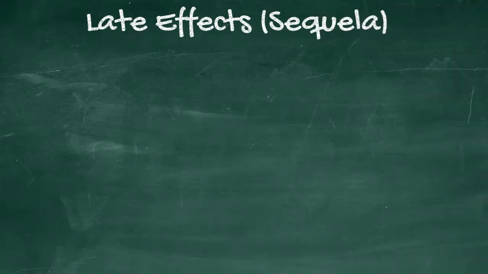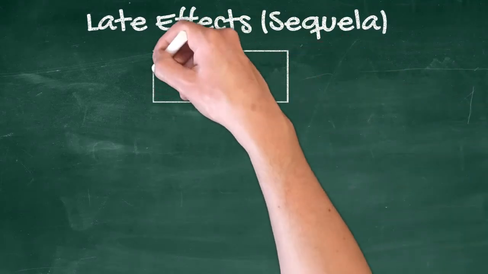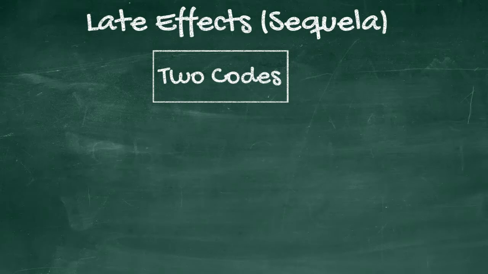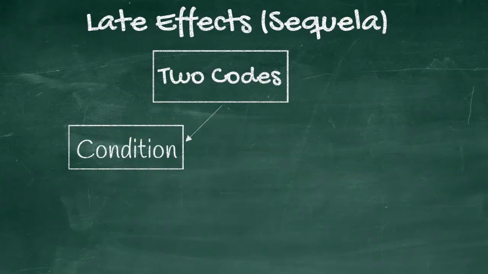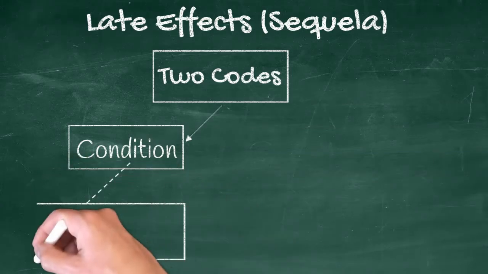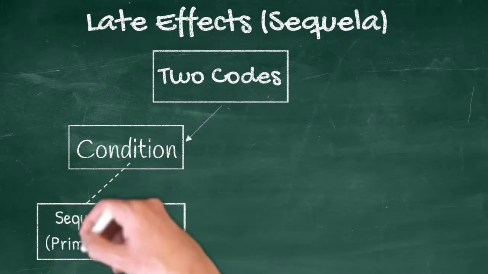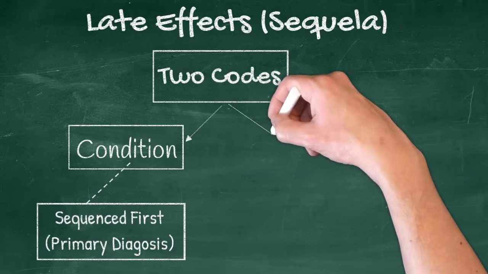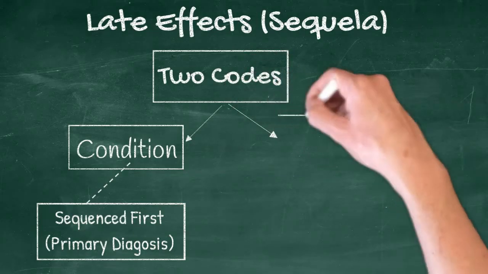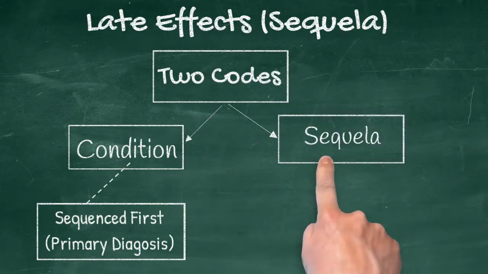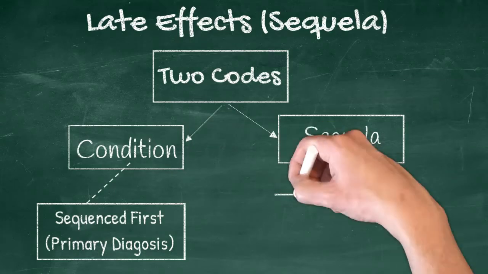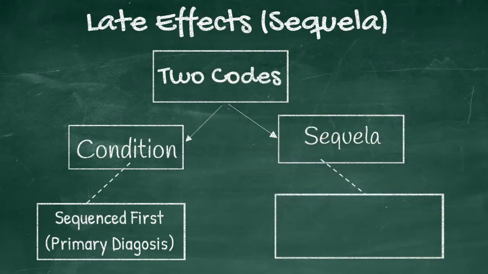Now, ICD guidelines guide us to use two codes for the late effects or sequela. The first code will be for the given condition for which the patient came to the doctor or to the physician, and this condition is coded as the principal or the primary diagnosis, or sequenced first, whereas the late effect code or the sequela code is always coded as the secondary diagnosis, or this is sequenced second.